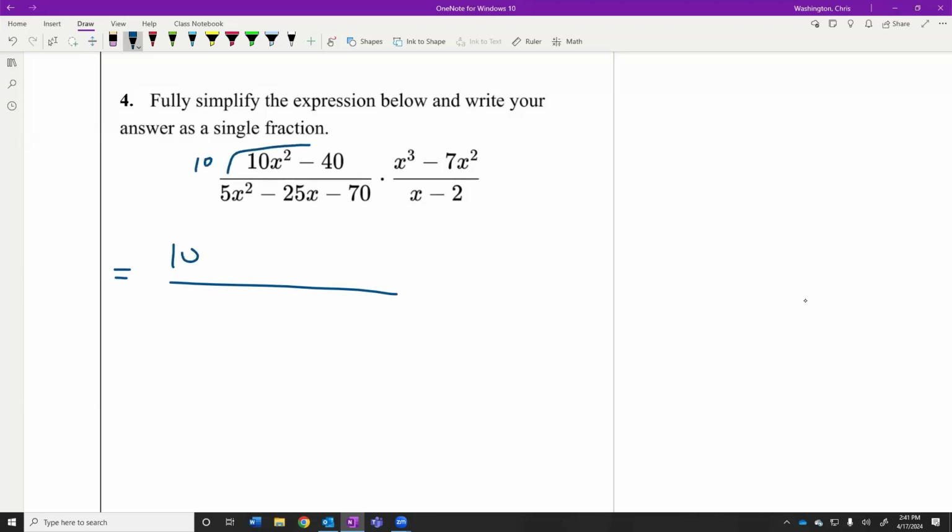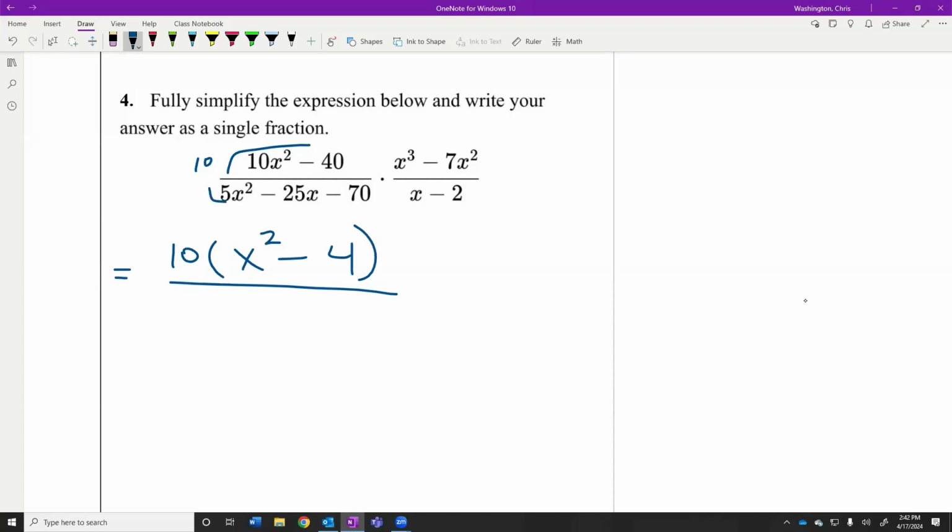That goes outside the parentheses. 10 divided by 10 is 1x squared. Negative 40 divided by 10 is negative 4. Can we factor x squared minus 4 again? Yes, I'll do that in a second. Let's just factor everything else at least once. And I'll come back and do this x squared minus 4 again in a second.